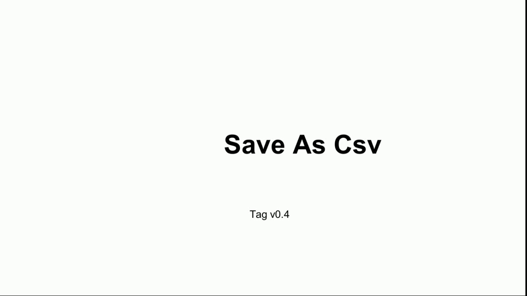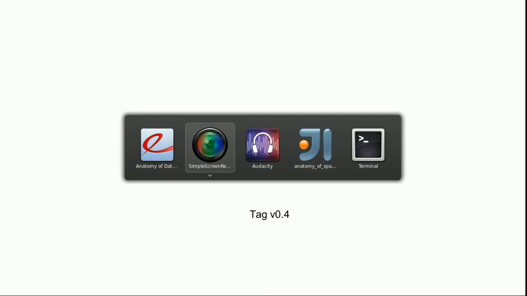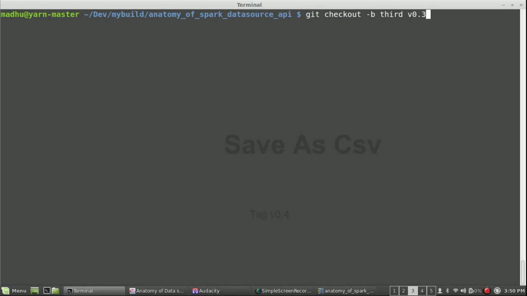Okay, now let us start discussing saving as a CSV file. In the last three sections we have discussed how to do schema discovery, how to read the data, and how to do the data type inference. Now if you see our requirements, one of the requirements was to take any data source and save it like a CSV file. In this section we are going to discuss that. As we have done for other sections, we are going to check out the code first. Okay, now we have the code.